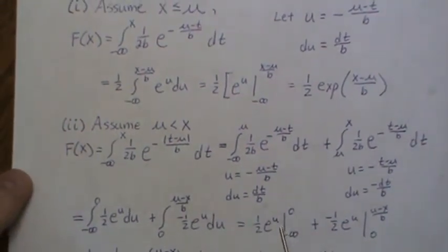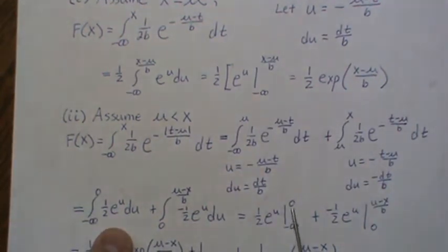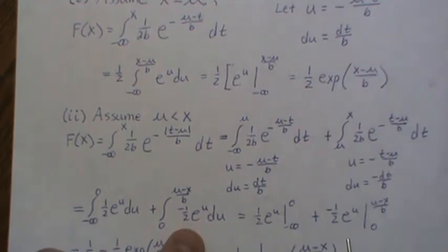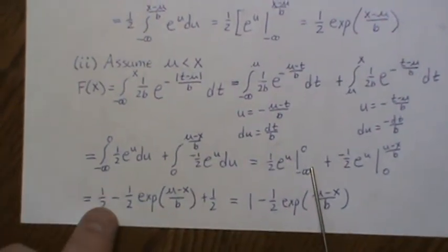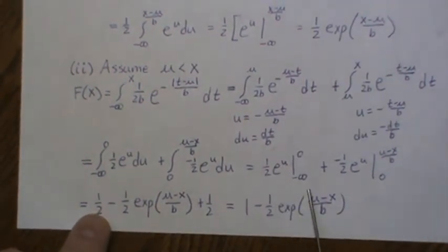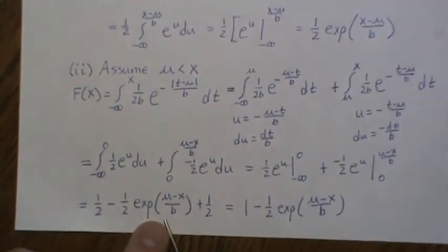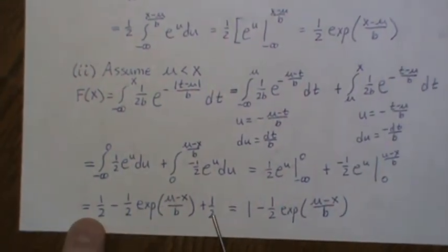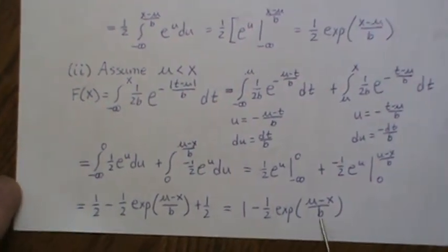So this right here, the antiderivative is e to the u. Plugging in here are the limits of integration. Here it's minus e to the u, limits of integration. When we plug them in, that is 1, so we get 1/2. That makes it go to 0. And then we plug in these, we get this plus 1/2. Well, the halves make a 1 and we get minus. And so this is the second piece of the CDF.